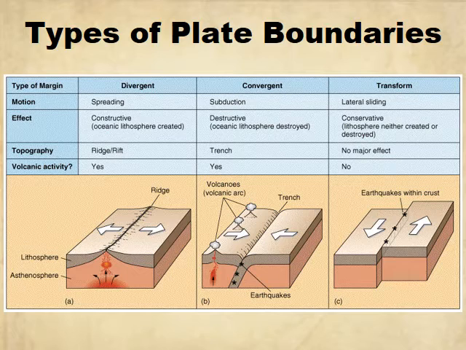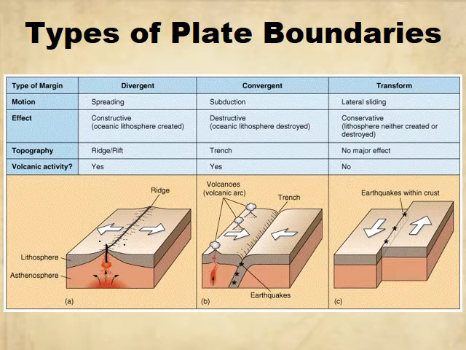Divergent is 2 roads diverge, they move apart. And what happens here is underneath you have magma that slowly comes up. Okay? This usually isn't violent. You usually have a ridge or a rift, basically an underwater mountain range, and there's lots of volcanic activity here.